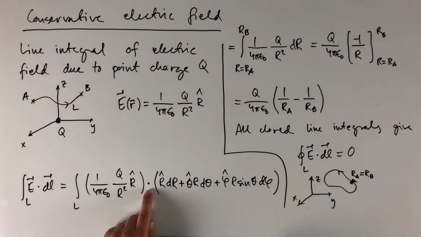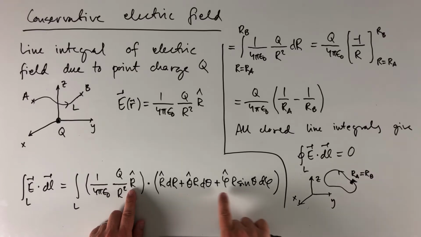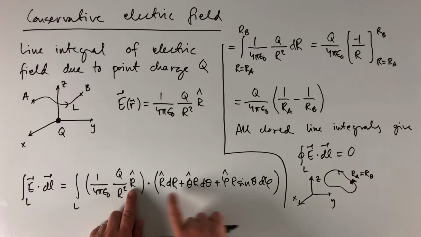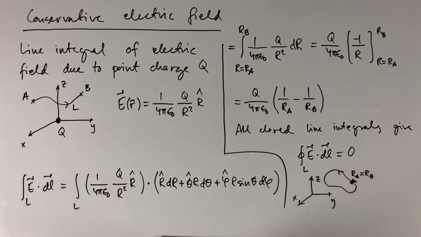So as we evaluate this scalar product, we realize that actually it's only this first term in dl that will contribute. So as we take r hat dot r hat, that becomes 1, but r hat is perpendicular to theta hat and phi hat, which makes these scalar products 0. So these expressions will not contribute.